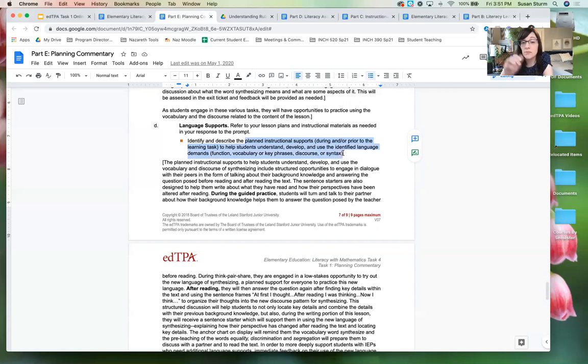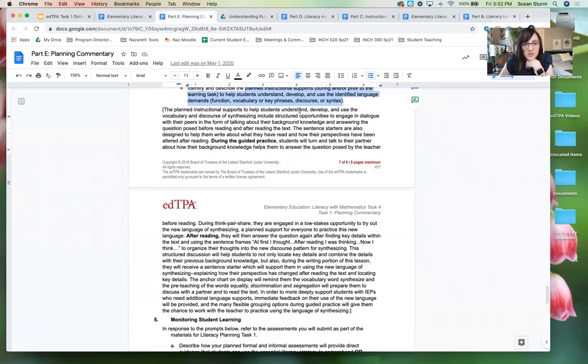And you've got to do all of them: the function, the vocabulary or the key phrases, and the discourse. You can ignore syntax. That's not going to help you if you also talk about that. So you got a lot to do in this response, and it's all related to supports for the language being used, not your teaching supports. Remember, in the last rubric, the student did an awesome job of describing all the good supports that they were providing at the whole class, individual, group level. Not here. This is where you're just talking about language supports. So let's see what they wrote.